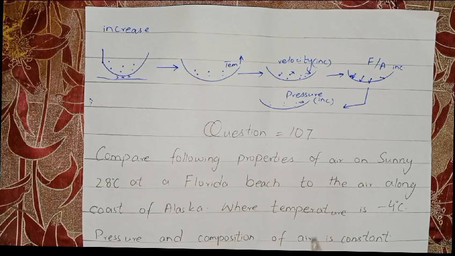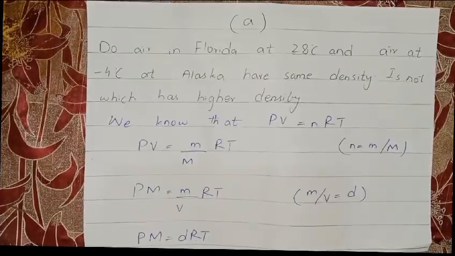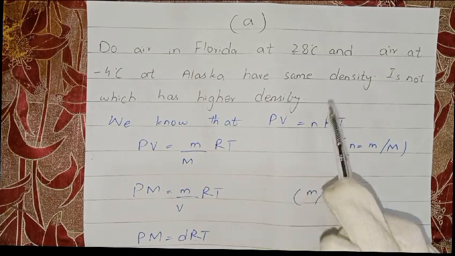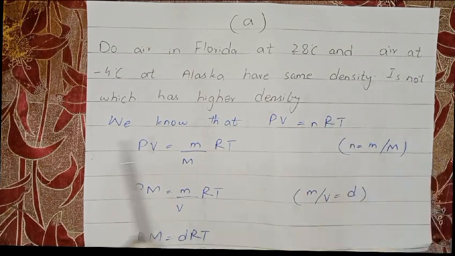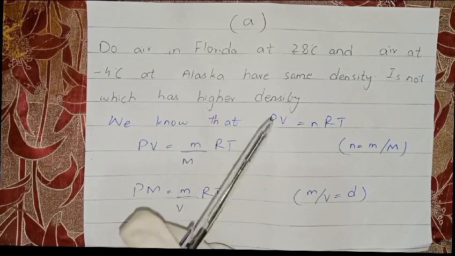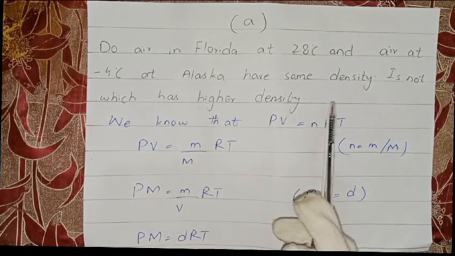Compare the following properties of air on a sunny day at 28 centigrade at a Florida beach to the air along the coast of Alaska where temperature is -4 centigrade. Pressure and composition of air is constant. Part A. Do air in Florida at 28 centigrade and air at -4 centigrade at Alaska have the same density?